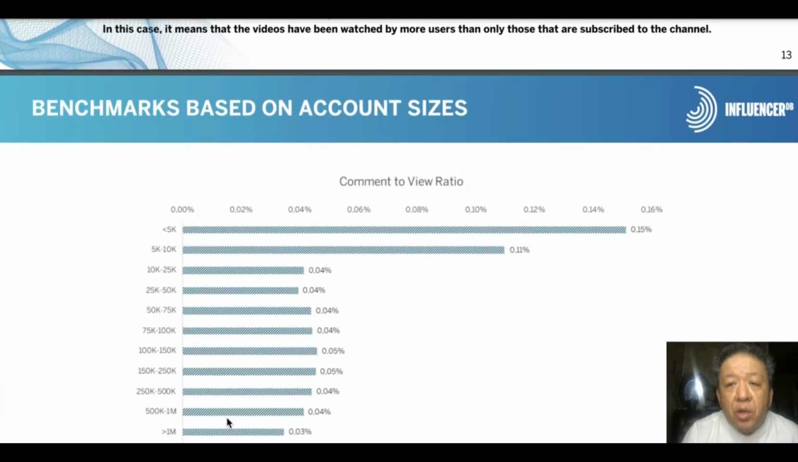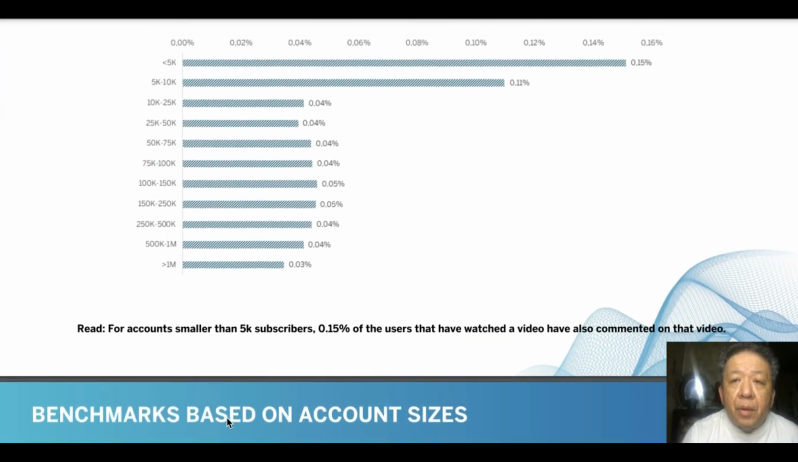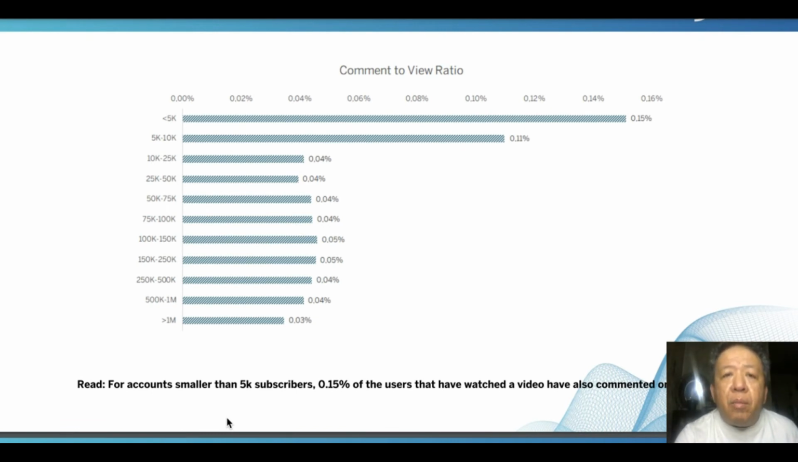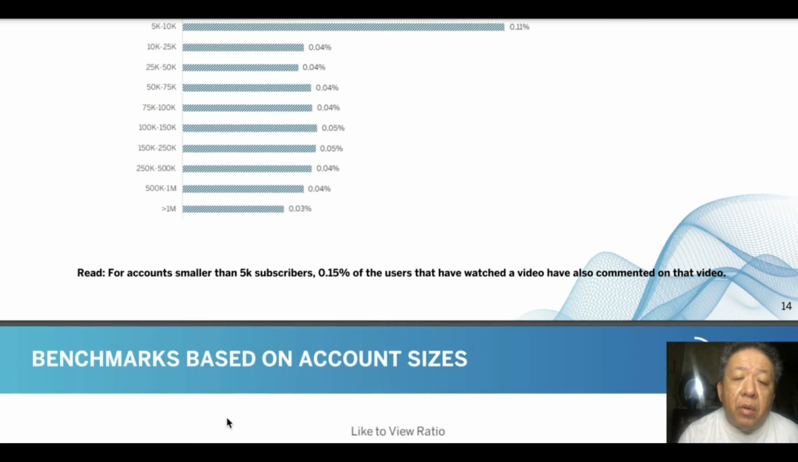So based on comment to view ratio, again, the lesser than 5,000 are the ones that have more comments to view ratio. So more comment to view ratio, less than 1%. So that means if I have 500 views on the average, which I have, I should have at least 5 comments for 1%. 3% is about 1. Right, 1% is 5, but this is 0.15, so just 1 for every 500, which is easily done. I have, usually on the average, about 5 to 6 comments per video, which is about 1%. So my rating here is about 1.5 to 2%.